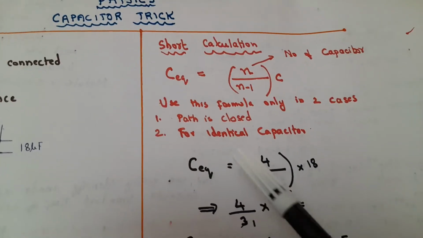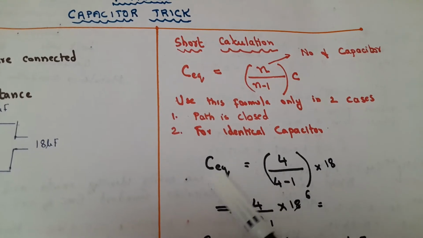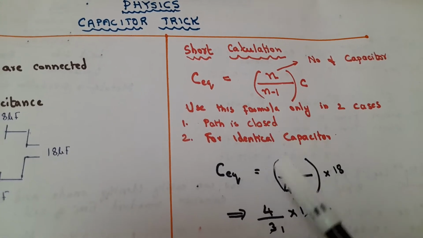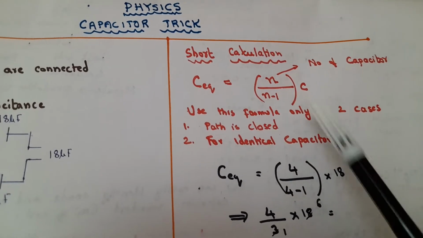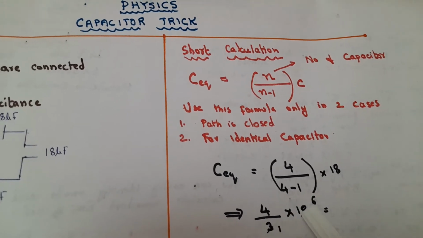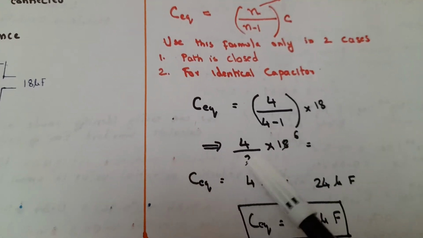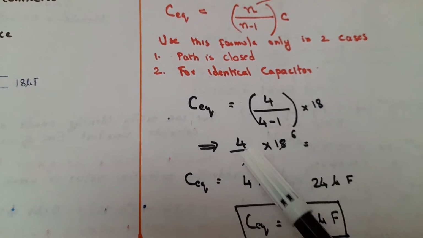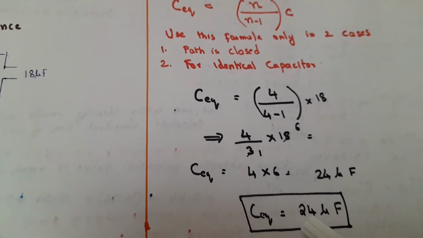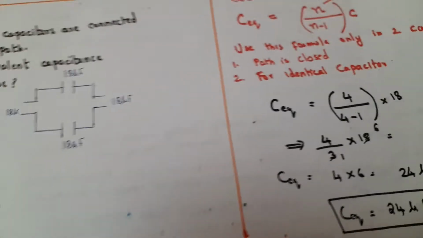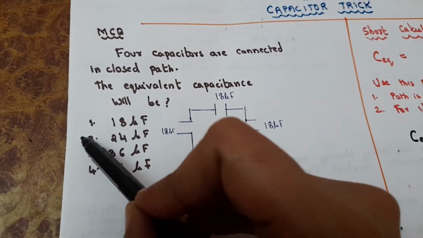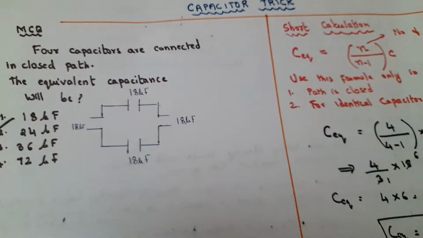So just substitute the values. C equivalent: N is equal to 4, and N minus 1 is 4 minus 1, and the capacitance is 18. So 4 divided by 4 minus 1 is 3, 3 into 18, so cancel: 3 sixes are 18. So C equivalent is equal to 4 into 6, which is 24 μF. So C equivalent is 24 μF. Which choice is correct here? Choice number 2 is the correct option.